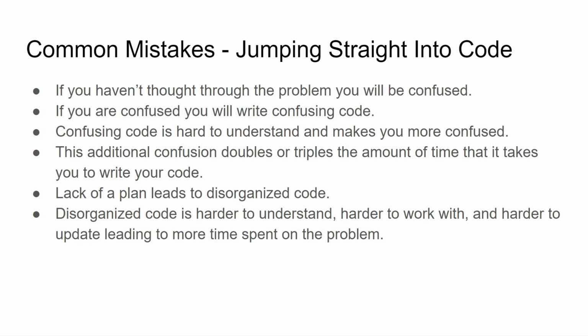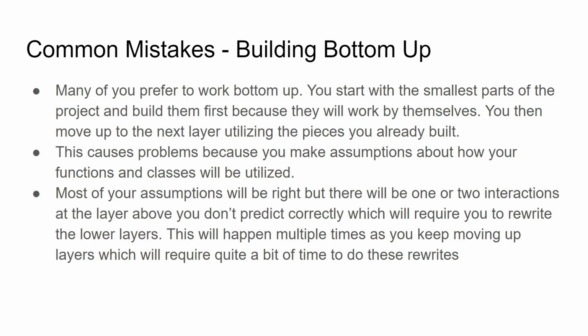The next issue is building your solution bottom up, which just means starting with the smallest part of your problem, implementing that part, and then building on top of those small parts. A lot of people like this because they can see their code working as they're writing it. But the problem with doing things this way is you're going to assume how your objects that you create at this layer and how your functions that you create at this layer will be interacting with the functions and objects at the layer above. And while a lot of your assumptions are probably going to be right, you're not going to be able to predict everything perfectly, and you will make some mistakes.